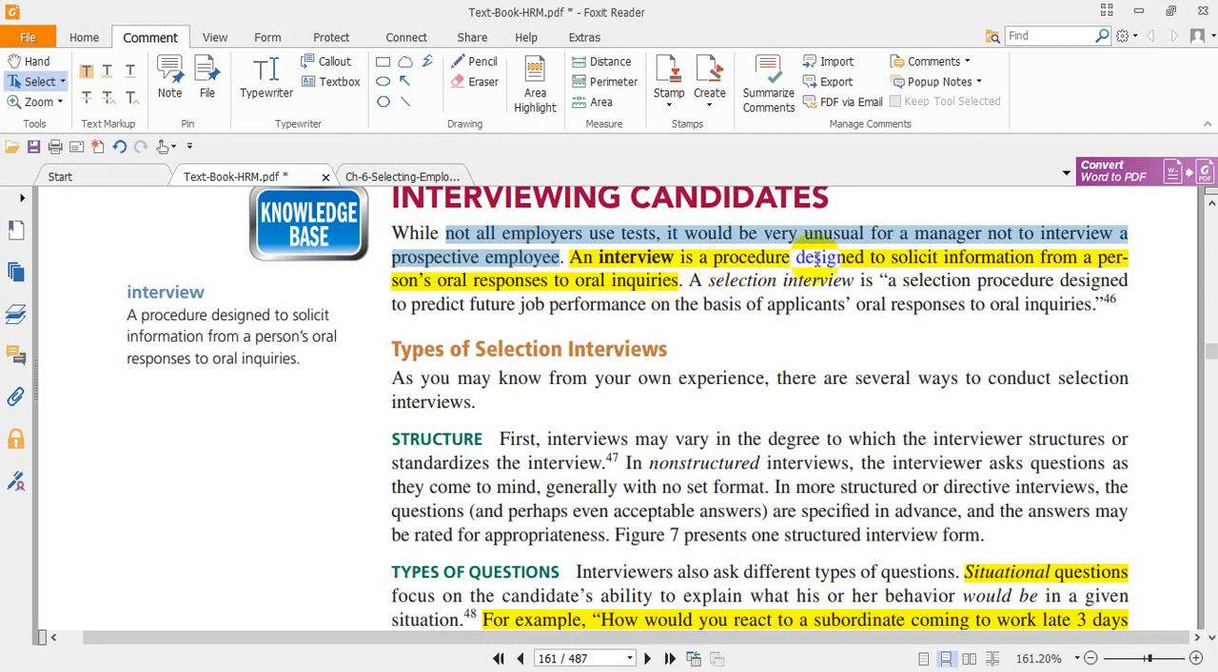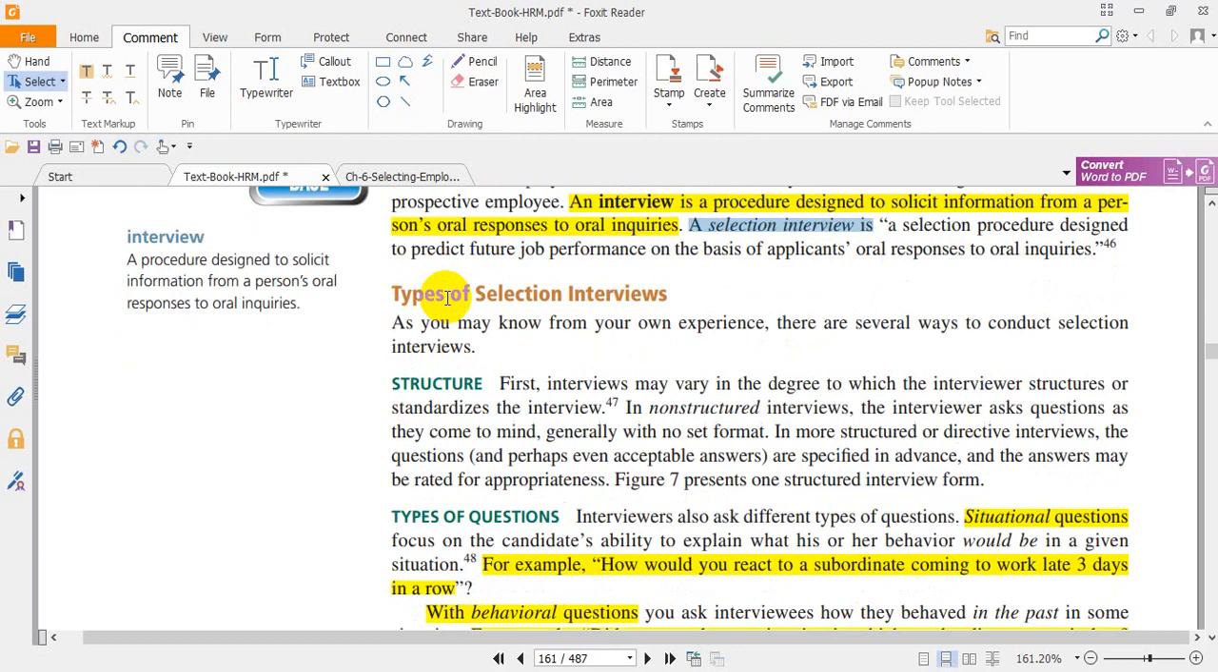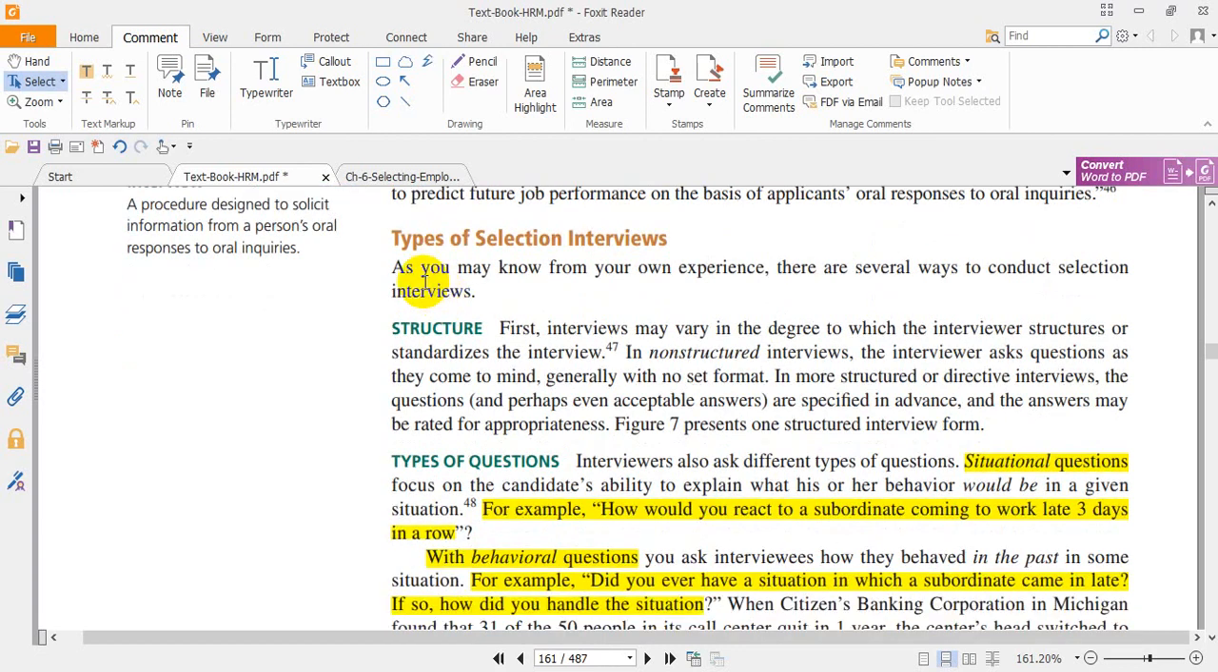An interview is a procedure designed to select information from a person, oral responses to oral inquiries. A selection interview is a selection procedure designed to predict future job performance on the basis of applicants' oral responses to oral inquiries. There are many types of interviews.